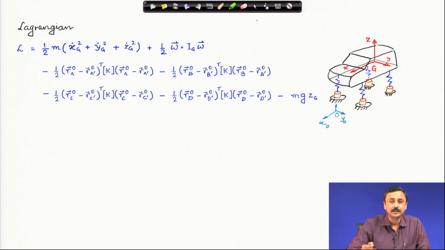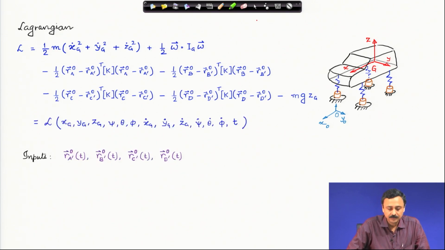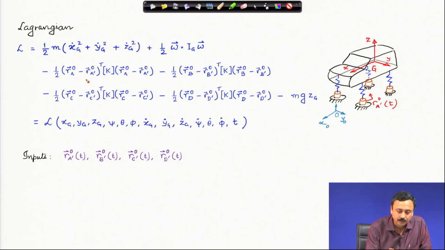but once it is written out, the steps are algorithmic. We have a Lagrangian which is a function of x g, y g, z g, psi, theta, phi, and the rates of all these things, and time. How does time enter? Because recall that these are actuators which will give displacements as a function of time. Therefore, we will have time in these elements.